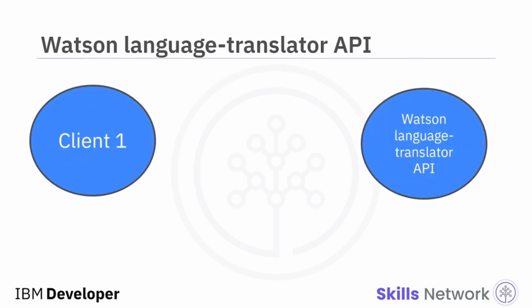And finally, let's look at our final example, the Watson Language Translator API. You send the text you would like to translate into Watson Language Translator API. The API will translate the text and send the translation back to you. And in this case, the API translates English to Spanish.